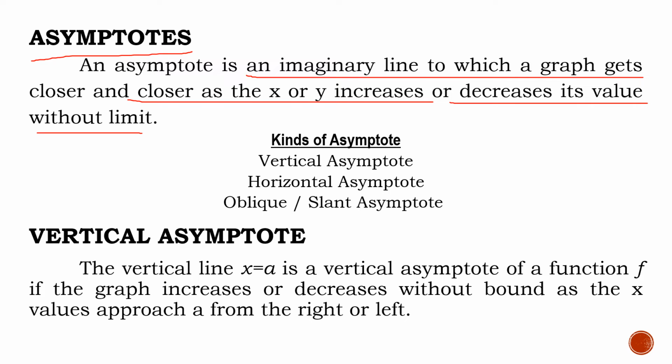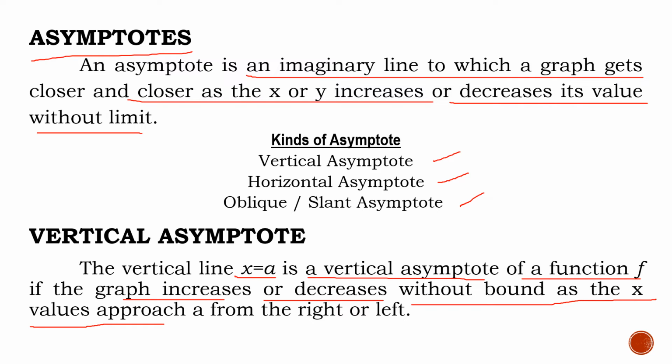So there are three kinds of asymptotes here. First is your vertical asymptote. Second is your horizontal asymptote. Third is your oblique or slant asymptote. For your vertical asymptote, the vertical line x equal to a is a vertical asymptote of a function f if the graph increases or decreases without bound as the x values approach a from the right or left.